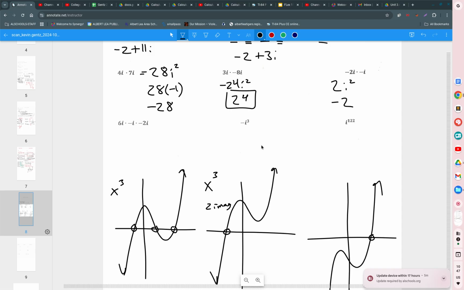The negatives cancel. I get a 12i cubed. I'm going to write it as 12i squared times i. Notice i squared makes it negative, so it's a negative 12i. Here we're not cubing the negative, we're just cubing the i, so I have a negative i squared times i. i squared is negative 1 times a negative is positive 1. So it's just i.